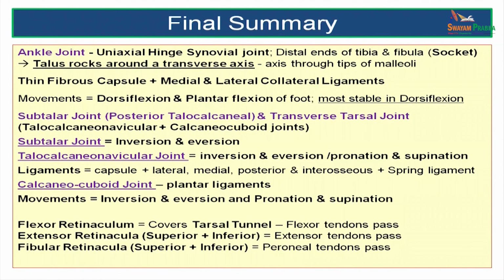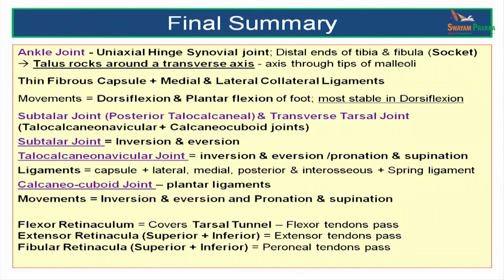Let us do a final summary on today's topic. We have spoken about the ankle joint. It is a hinge type of synovial joint between the lower ends of the tibia and fibula and the trochlea tali, or the upper end of the talus. It permits movements of dorsiflexion and plantar flexion with an axis passing through the tips of the two malleoli.